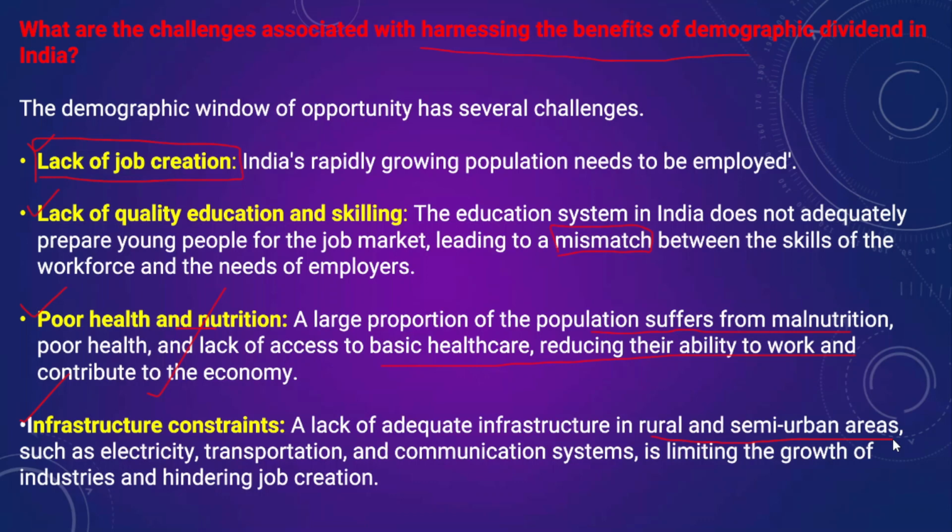In fact, the public health infrastructure is very poor. The government schools and infrastructure are very poor. So all these factors further undermine the potential of the demographic dividend. When we talk about the lack of transportation infrastructure, electricity infrastructure, and communication systems, they have been limiting the industries and hindering job growth.